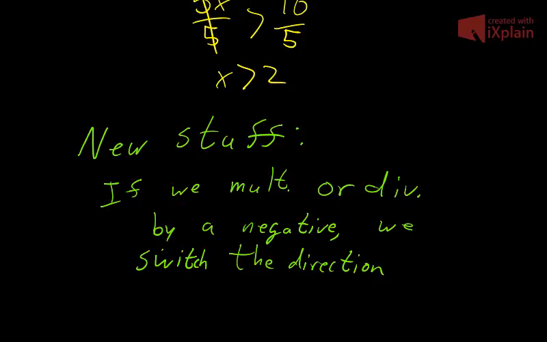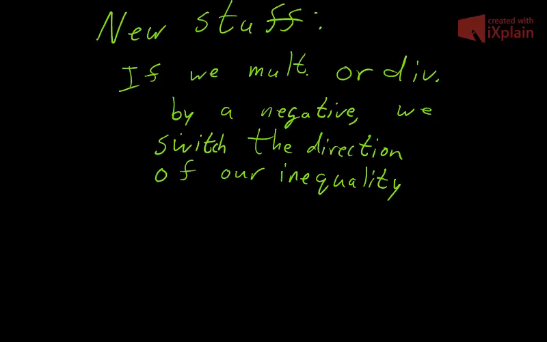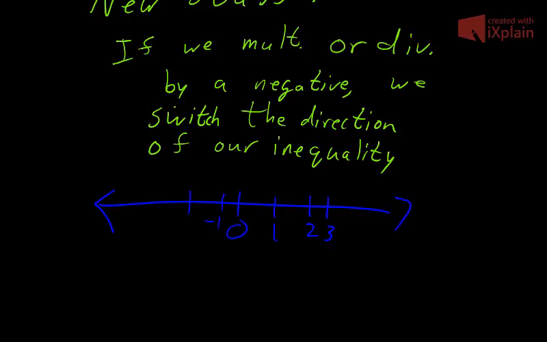So that's all we're learning new today: if we multiply or divide by a negative, we have to switch the direction of our inequality. I want to look at why. So we're going to draw out a number line real quick. Let's just have the numbers 1, 2, and 3 on here. On the other side, I'd have -1, -2, and -3.